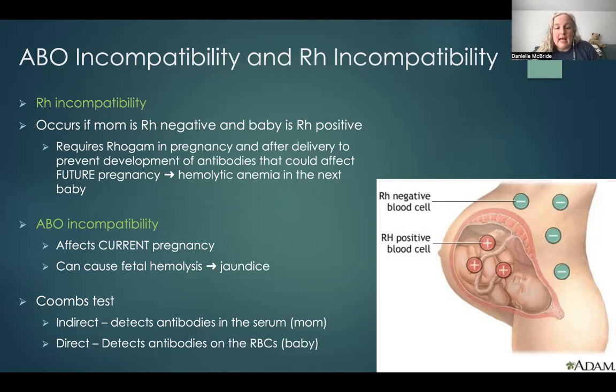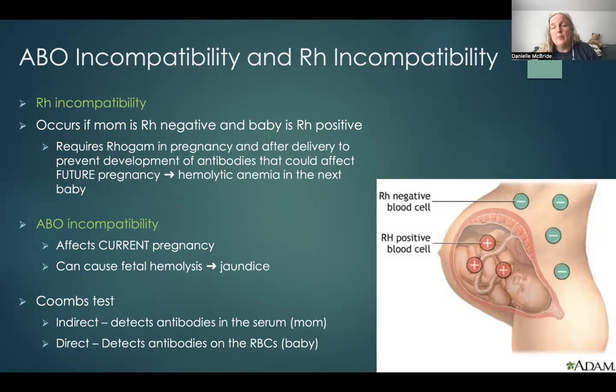So the way we can test for antibodies is with a Coombs test. If we do the Coombs test on the mom, we can tell if she has antibodies. So it's an indirect Coombs. If we do the test on the baby after the baby's born, we can see if the antibodies are on the red blood cells of the baby. And that's a direct Coombs test.